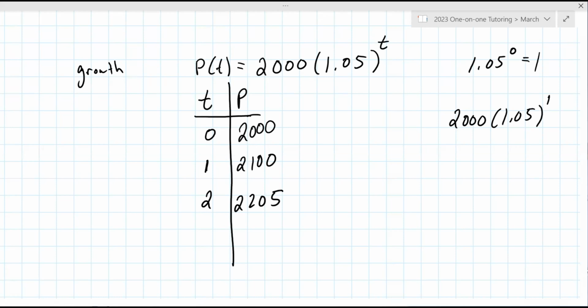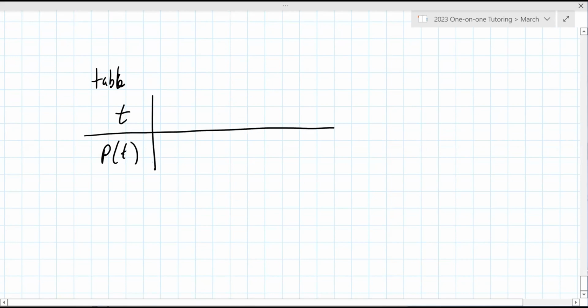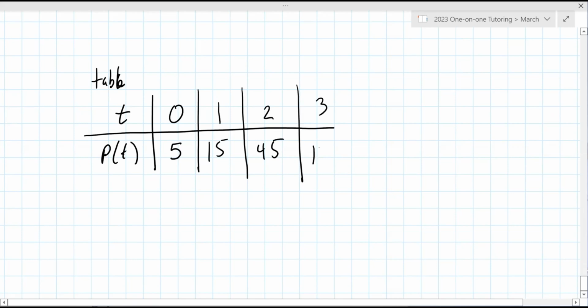All right. So let me give you another example. Let me give you a table here. And let's see if you can tell me what's happening here. So let's go t, p of t, and well, you don't have a calculator, do you? So I can't make this too big. Let's say at time 0, it's 5, and then at time 1, it's 15, and then at time 2, it's 45. At time 3, it's 135.